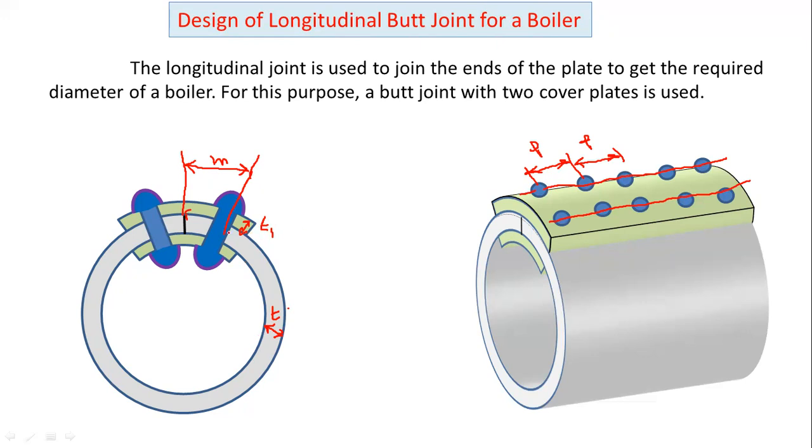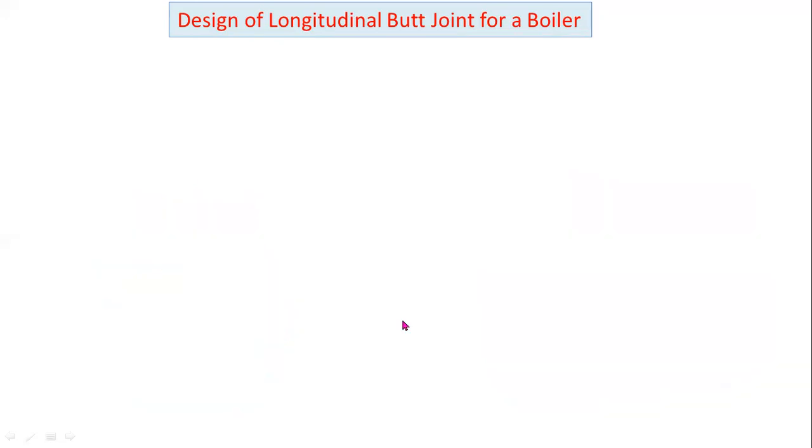And here this is the diameter of the rivet. From here to here, this is the diameter of the rivet, small d. This is margin M. This is the pitch P. Now I will explain how to determine a suitable thickness of the boiler shell, thickness of a butt strap, margin, diameter of a rivet, pitch, and row pitch. I will explain one by one.